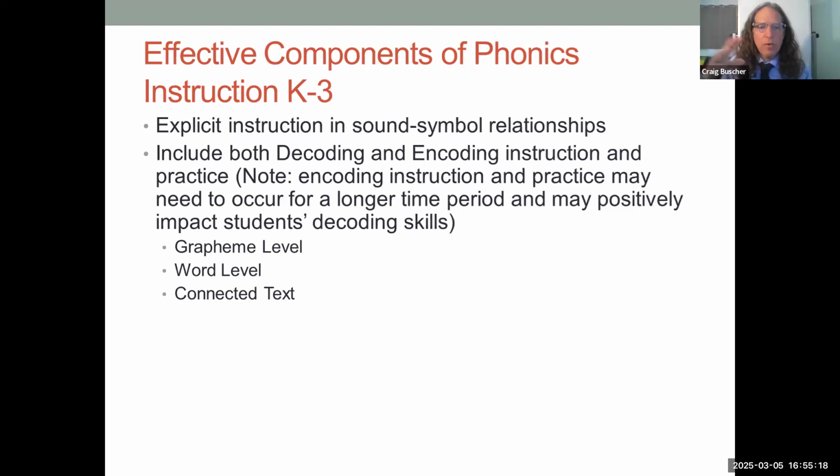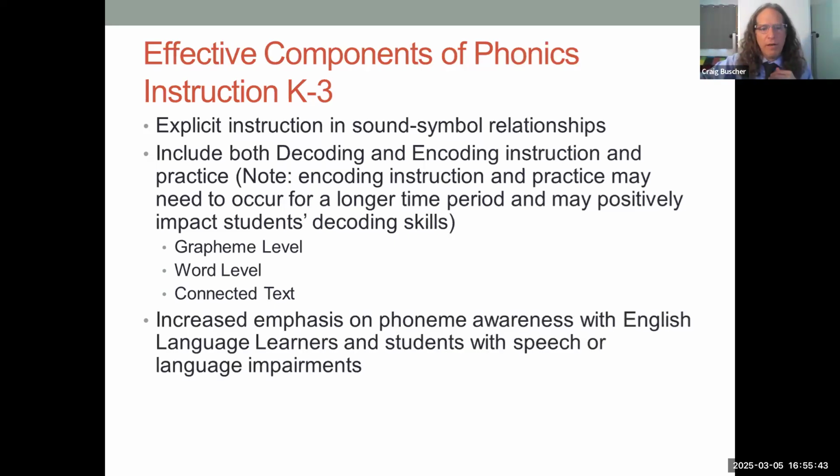And keep remembering you have to do the decoding side and the spelling side. You want to do both. And then when I frame instruction, I also like to think about how we can do instruction at the grapheme level. So here's a pattern, CH, tell me the sound. Here's a word with CH. And then here's a sentence or a paragraph that has words with CH. So you want to be at all those different levels.